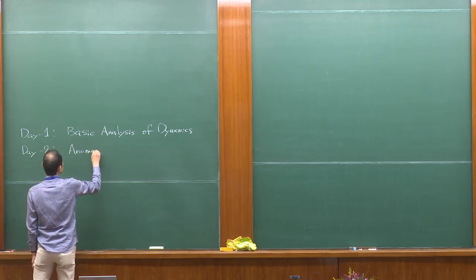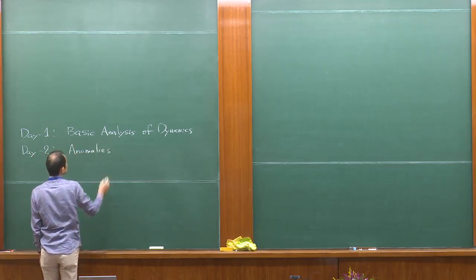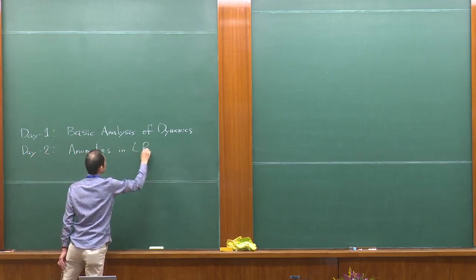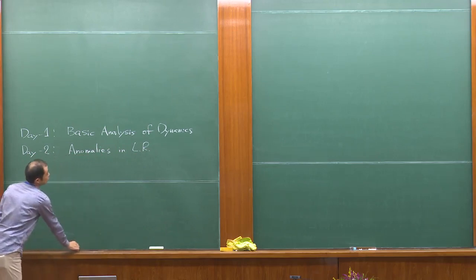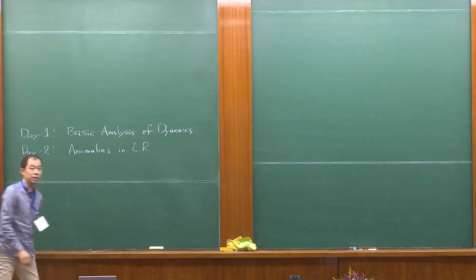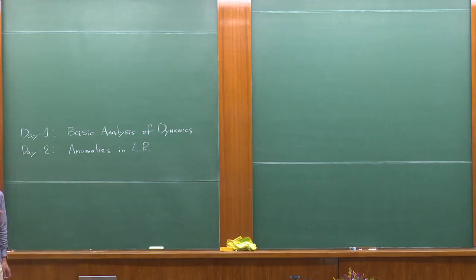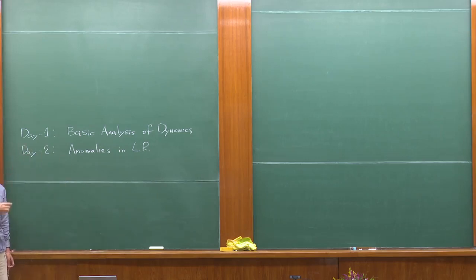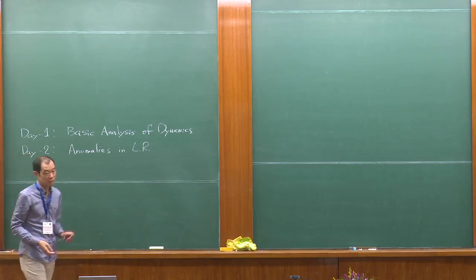presentation and present anomalies in long-range systems. So the Vlasov equation has some interesting features compared with a short-range interacting system. So I introduce some anomalies which appear in long-range systems. So day 1 is rather the mathematical part, and day 2 is the physical part. Okay, let us start.